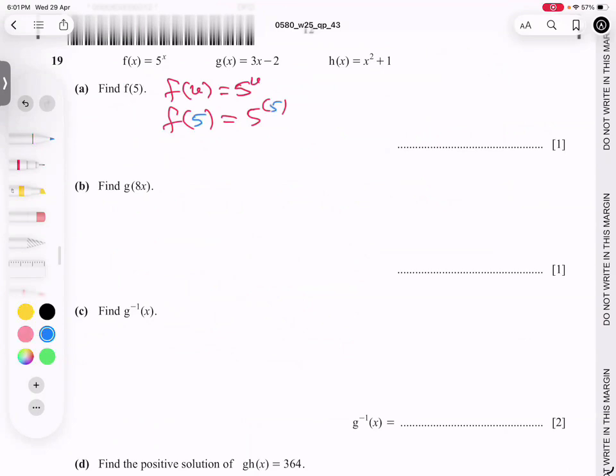Okay, now you're putting 5 to the power 5. And you must know 5 to the power 5 is 3125. 3125. So I think this part is very clear.